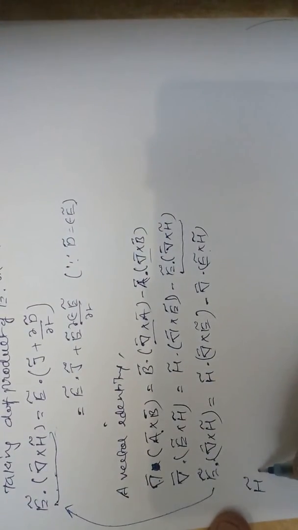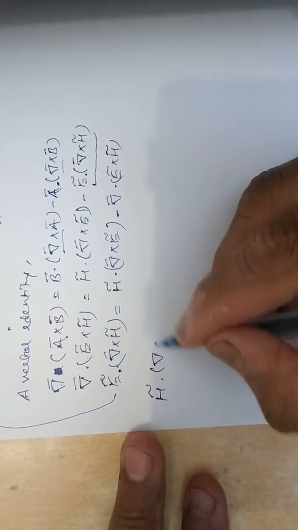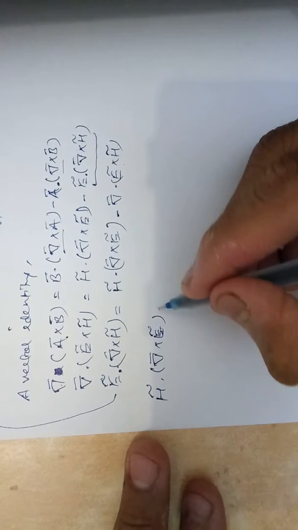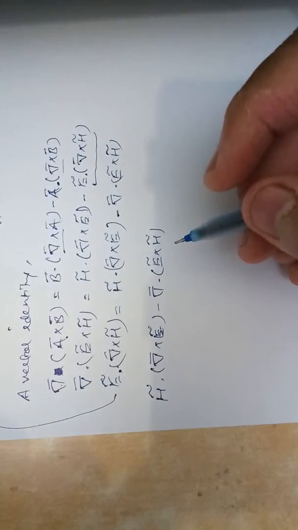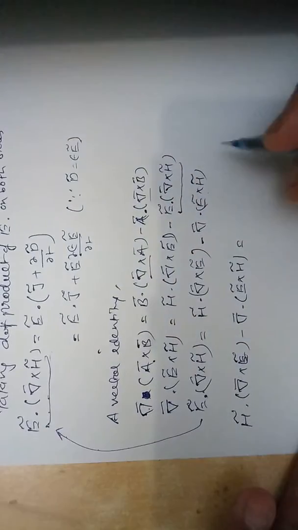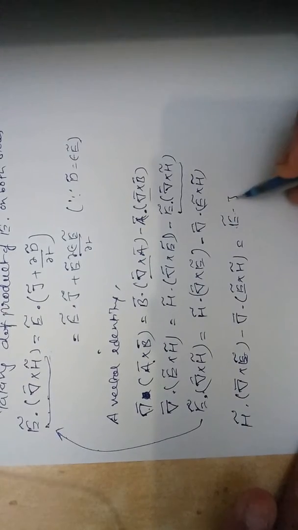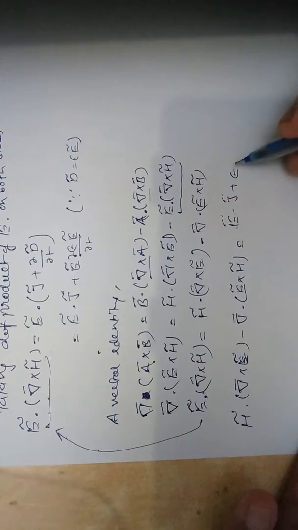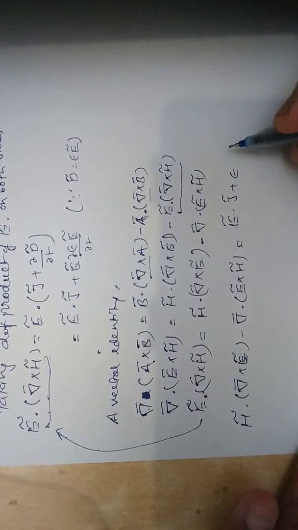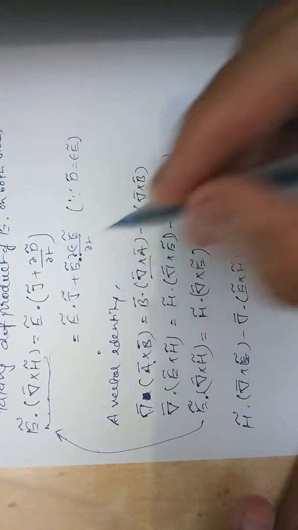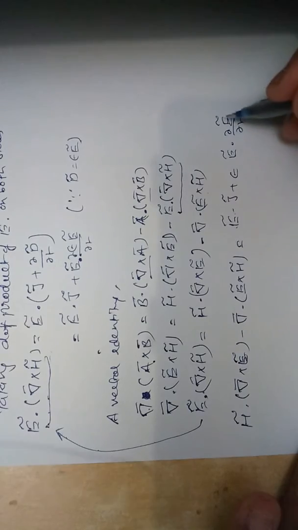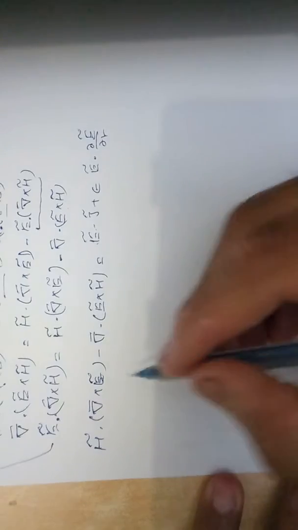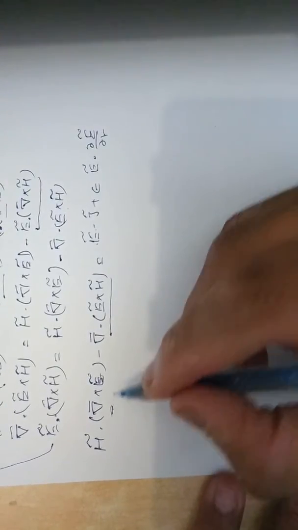So I will get like this: H dot del cross E minus del dot E cross H. This is the left hand side, and on the right hand side I have E dot J plus, taking epsilon outside, it will be E dot del by del t of E. I forgot a dot, it is a dot product.